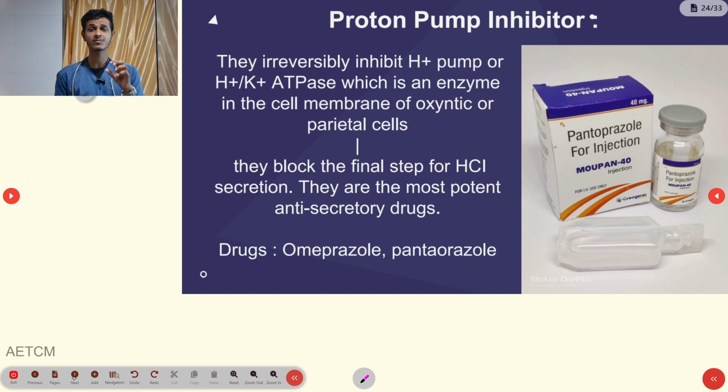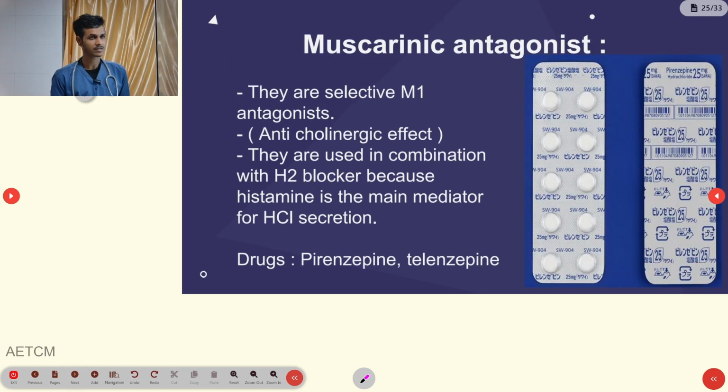Second category is the proton pump inhibitor. The same action: it will act on the parietal cell, it has an anti-secretory effect, and it is a more potent anti-secretory drug. It will block your proton pump, thereby reducing the secretion. Drug-wise, we have omeprazole and then pantoprazole.